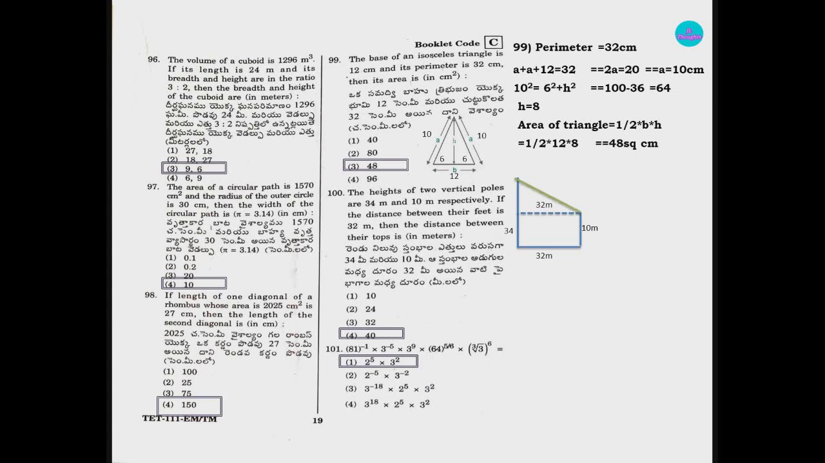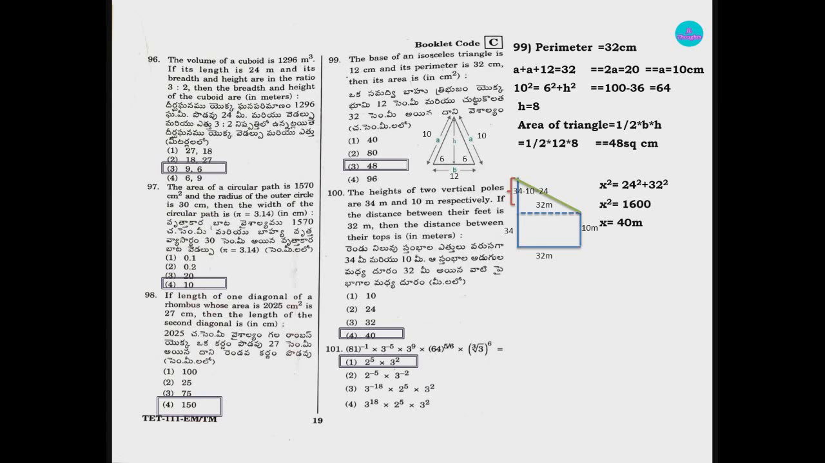Now how will we get this? Now we have to find the distance between their tops, and we know this is 34 and this is 10. So this will be 34 minus 10, that is 24. Now we know this is 24, this is 32. So by applying Pythagoras theorem, we'll get the other one. So x square is equal to 24 square plus 32 square. So that is 1600. So x is equal to 40 meters. So the answer for the 100th question is option 4, 40 meters.